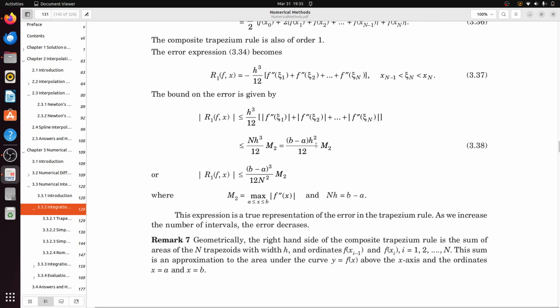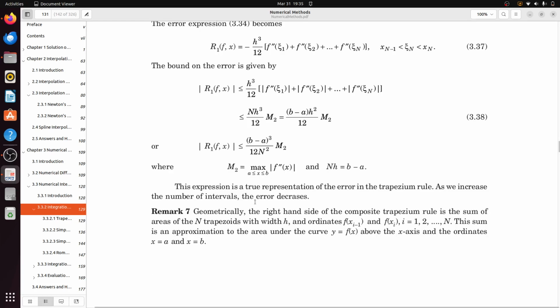(b minus a) into h square by 12 into M2. M2 is the maximum of these errors. So you can take common, less than or equal to n times, and then nh you can write, instead of nh you can write b minus a. Is it clear? For each of these things you just substitute less than or equal to with the maximum of this. That is how you can determine it.